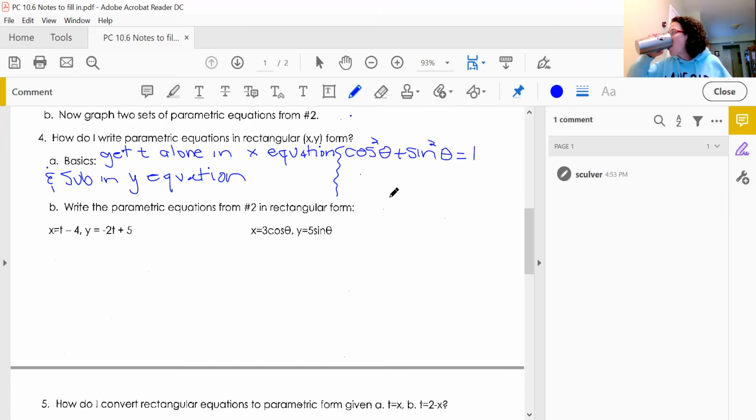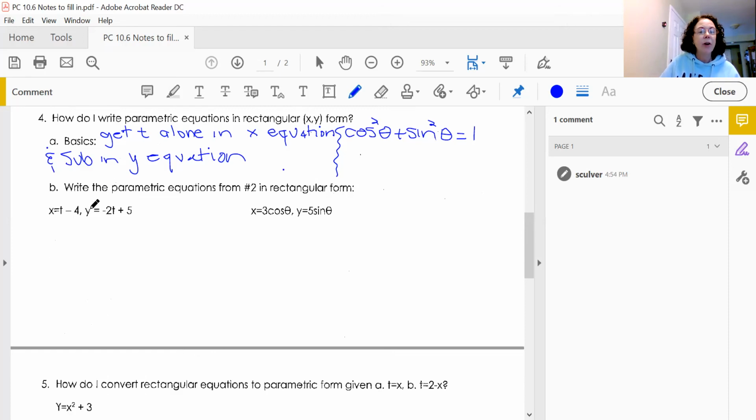This means on number 4, take a look. Here's our set of parametric equations that we drew ourselves and that we also put in the calculator. How do we get this to just be a regular XY equation? Okay, the first thing you do is get the T alone in the X equation. So take a look at your X equation right here.